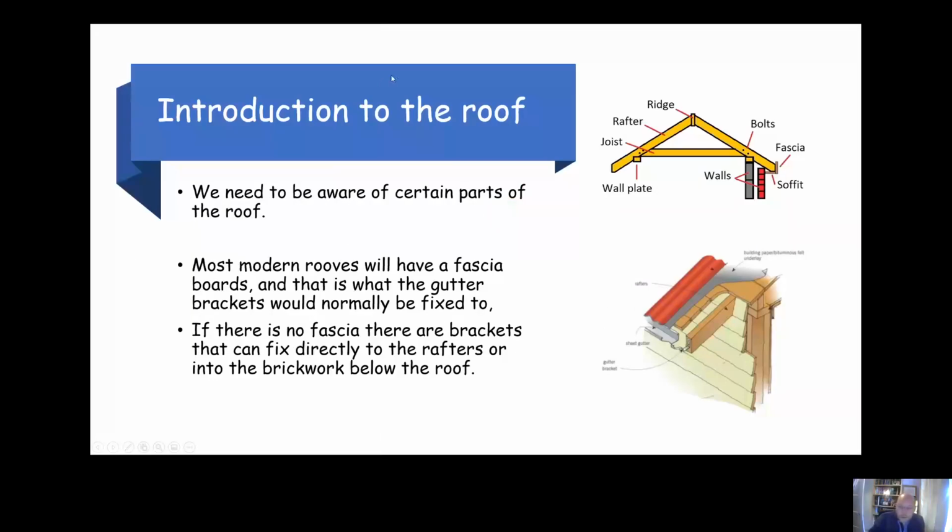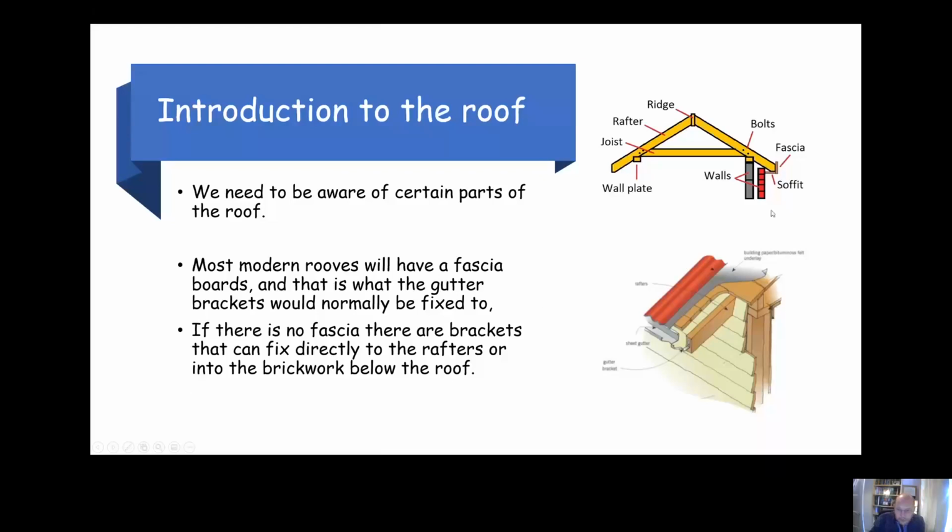Okay, so I'm going to briefly do an introduction to the roof here. This up here shows these things coming down at an angle, these are going to be the rafters, and then at the front of the rafters, the front bit where you're going to fix the gutter onto, will be described normally as the fascia. The bit underneath that would be described as the soffit. Just a bit extra info there for you.